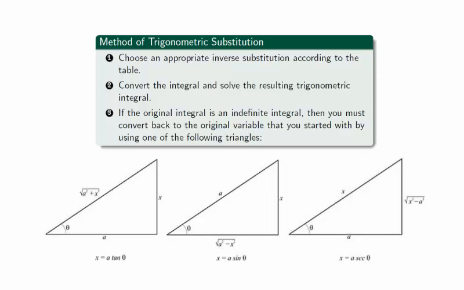To summarize, here are the basic steps to successfully perform a trigonometric substitution. 1. Choose an appropriate inverse substitution according to the table. You should be choosing the appropriate substitution according to whichever trigonometric identity matches the form of the integrand. 2. Convert the integral and solve the resulting trigonometric integral. 3. If the original integral is an indefinite integral, then you must convert back to the original variable that you started with by using one of the following triangles. But what if you are given a definite integral? Well, it turns out that you do not need to do step 3.